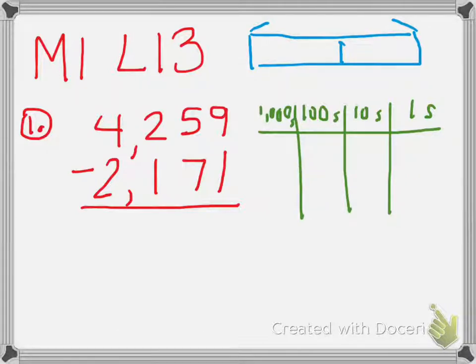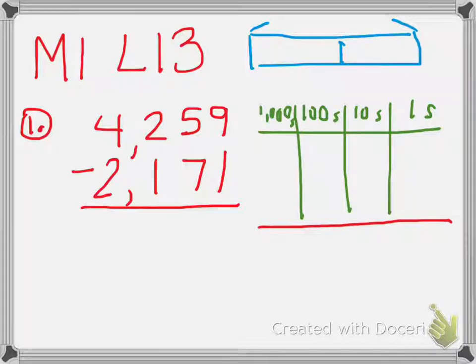I wrote the subtraction algorithm vertically. So I did 4,259 take away 2,171. Go ahead and pause the video and get that problem written on your board. Okay, you can also see that right next to that problem, I drew my place value chart. So we are going to plug these numbers into the place value chart.